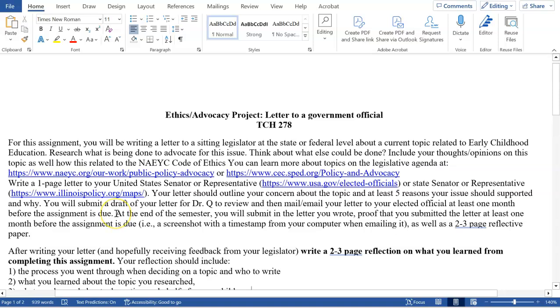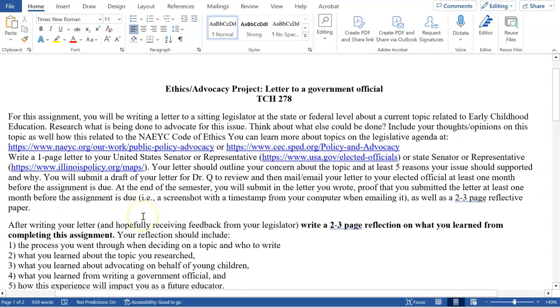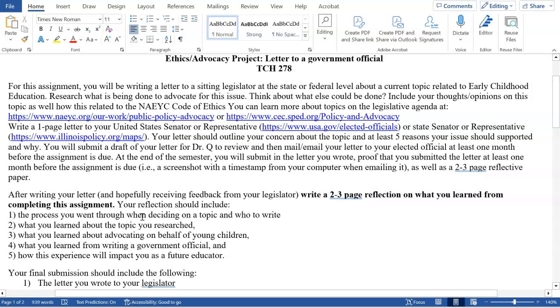Just so that I know you actually did send it, I ask that you do a screenshot that shows the time and the date that you sent your letter. You'll include that with your final reflection at the end of the semester. Hopefully, like I said, you get a response. I will give you a heads up that when and if you do get a response, I'll say when, because most all people respond. They just may not get back to you within that month time frame.